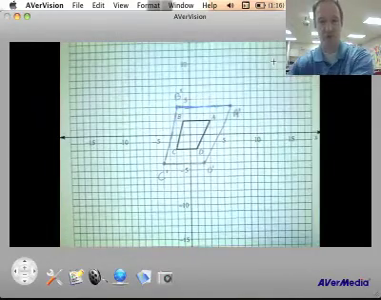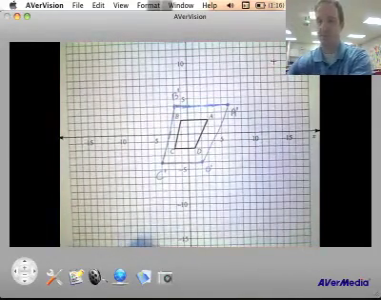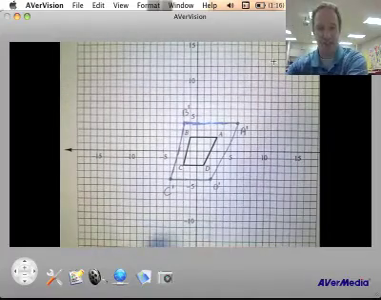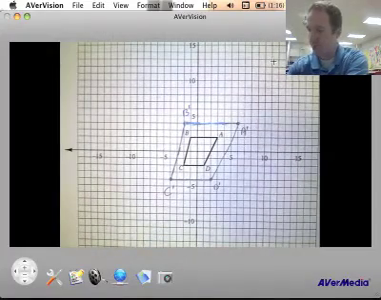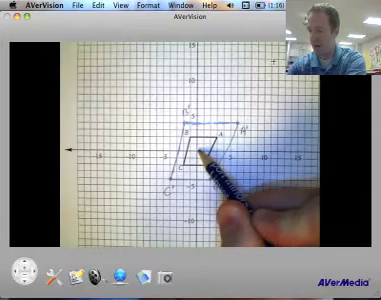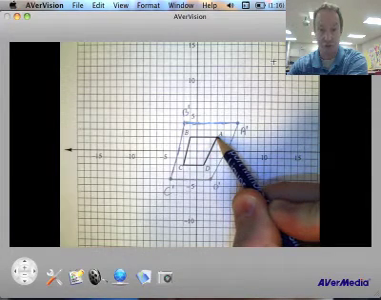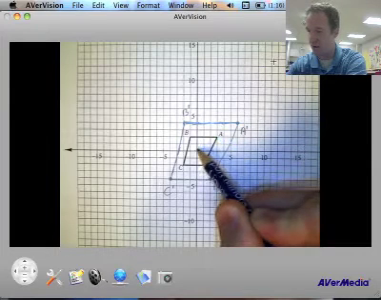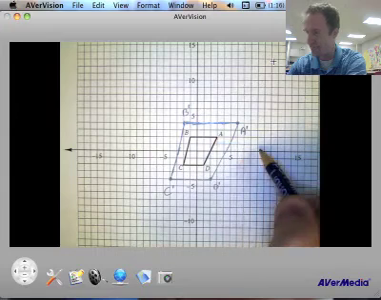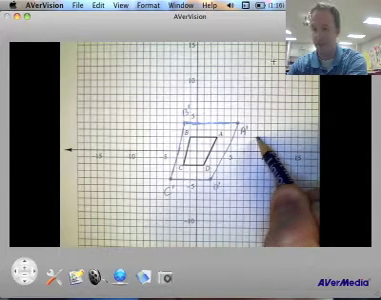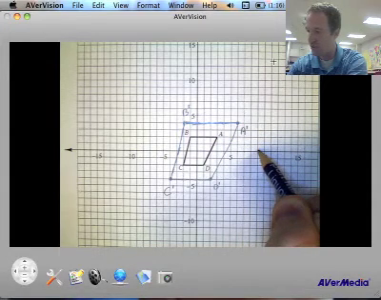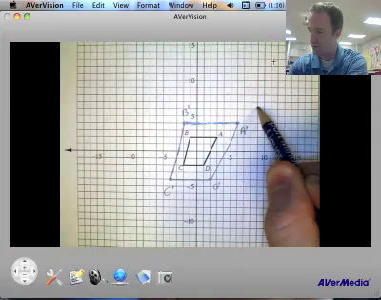Let's try another. Let's do scale factor of 3. So let's dilate this with a scale factor of 3. So to get to A, we go right 3 and up 2, but we're going to go 3 times as far now. Scale factor is 3 this time. So instead of right 3, we're going to go right 3 times as far, which would be 9. And not up 2, but up 3 times as far, which would be 6. 2, 4, 6.